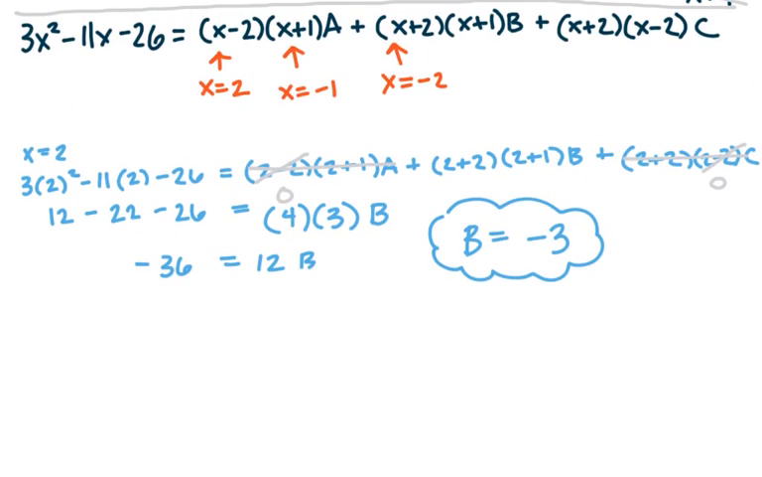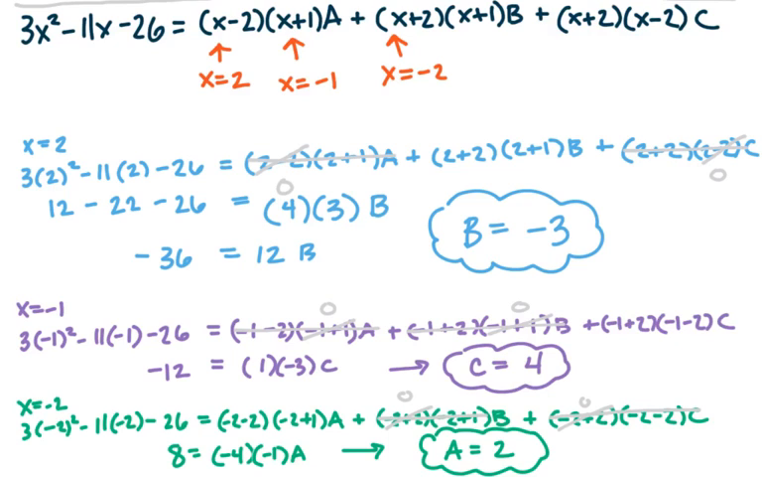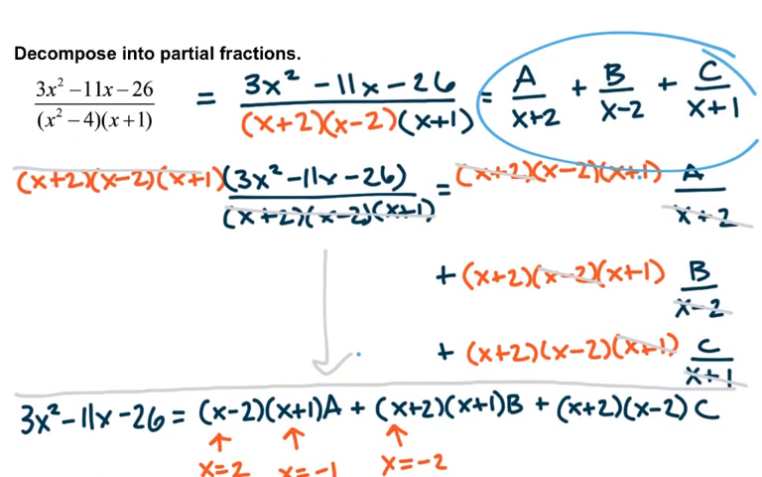So what I want to encourage you to do right now is pause. I'm going to pause the video, write out my solutions. You pause the video and make sure you can find A and C correctly. And so if you look here, you can see I found that C equals 4 and A equals 2. So I've got A equals 2, B is negative 3, and C is 4. So when I look at writing this out, I'm going to plug my A, B, and C values right in up here at the top of the page, and that's going to be my solution.